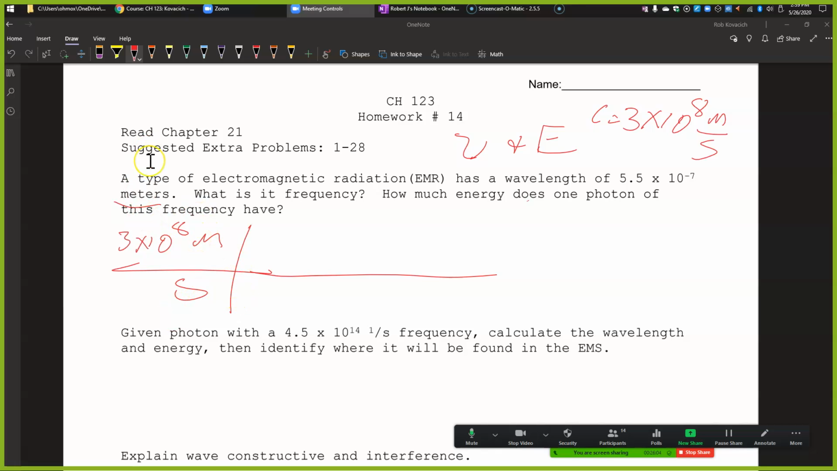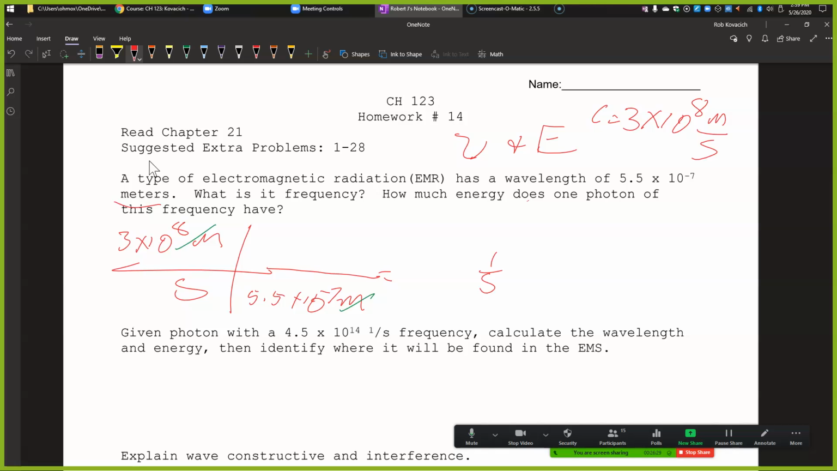So I need to get rid of that meters unit and keep the seconds unit, but I was given a meter unit, so I'll just go ahead and use that. So I'm going to need to put 5.5 times 10 to the negative 7th meters in the denominator. And when I do that, then I can cancel the meter unit out. I'm going to erase this because that line was just too long. Equals. And so now I've got an answer with seconds in the denominator, which is the answer that I'm looking for. So what do we get here?